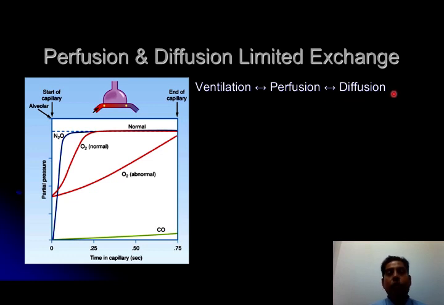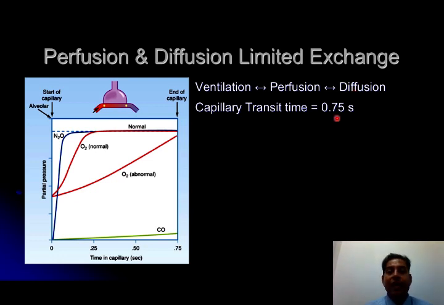For adequate transport across the membrane, you need a good amount of diffusion. So all this ventilation, perfusion, and diffusion must be well balanced. Now, if there's a problem with any one, it will be hampered. Transport of gases will be hampered. So I have already talked about this.